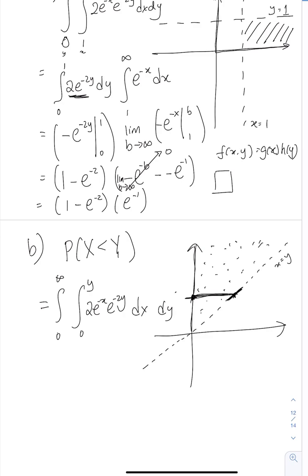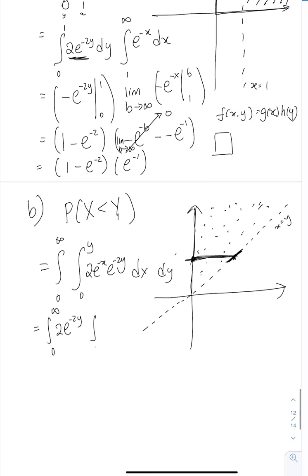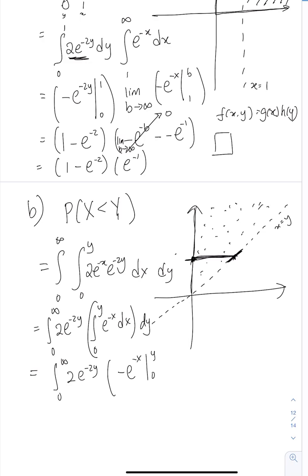So let's do this integration. Integral 0 to infinity. I'm going to throw the y bits out and the constant. I cannot separate these integrals because the region's not rectangular. So 0 to y e to the minus x dx, and then integral 0 to infinity 2 e to the minus 2y. What is this? It'll be minus e to the minus x going from 0 to y dy.